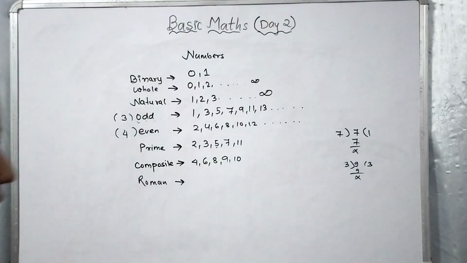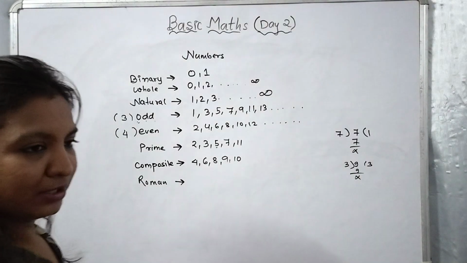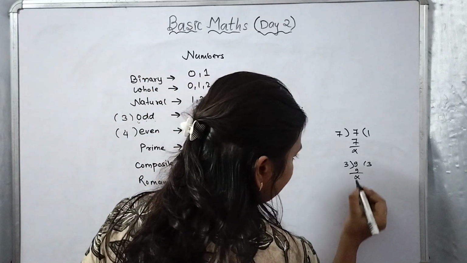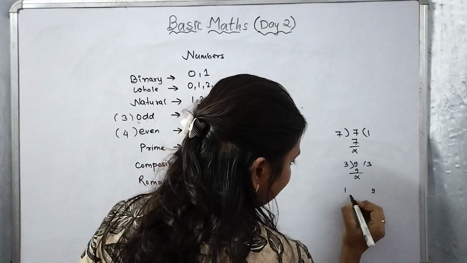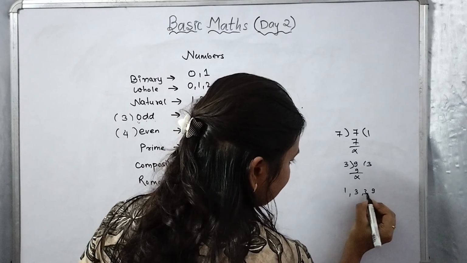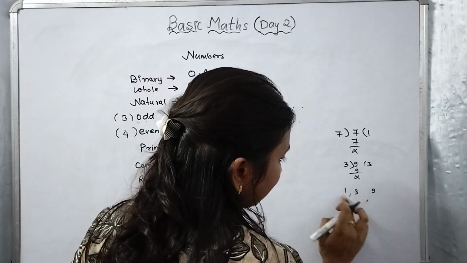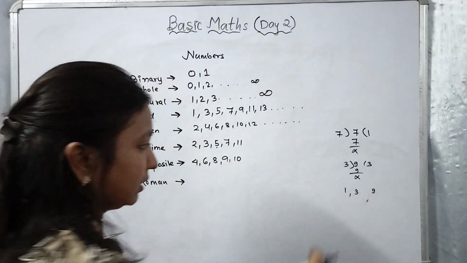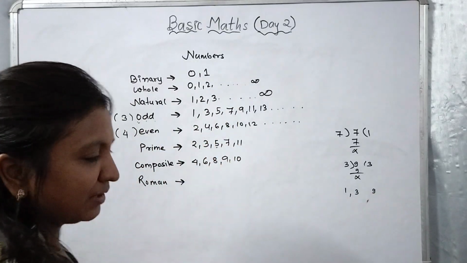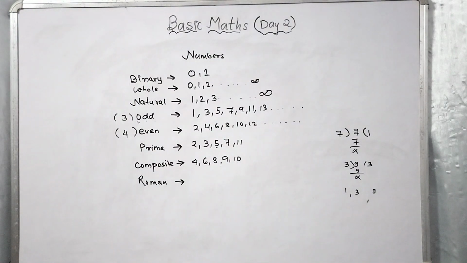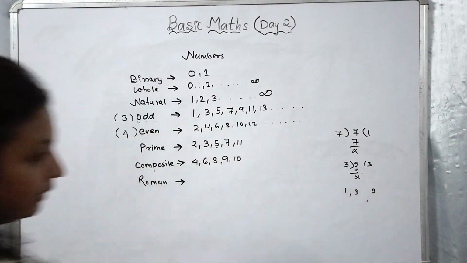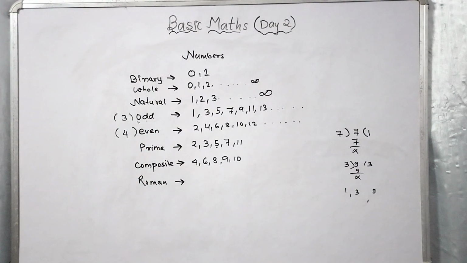Fine? So composite numbers have more than 2 factors. For example, if you see 9, then 1 nines are 9, 3 threes are 9. So there are more than 2 factors. Fine? There are a total of 3 factors of 9. It means that this is a composite number. Now comes Roman numbers. Roman numbers are those numbers which are expressed in the form of alphabets.